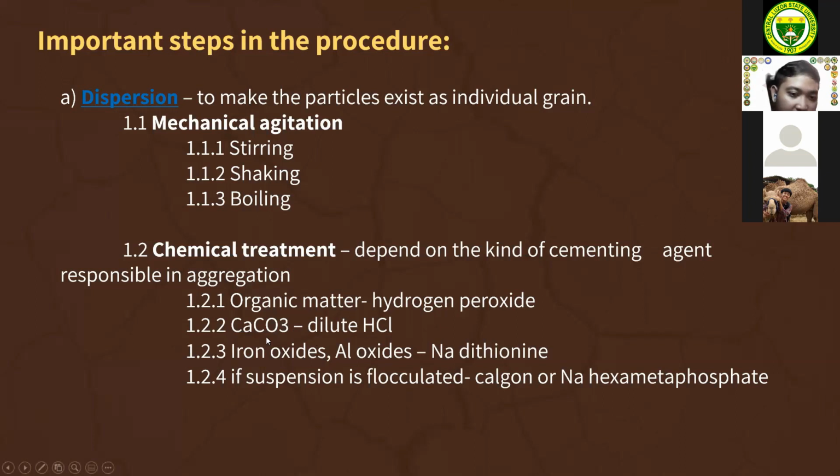Then kapag ang cementing agent naman natin is calcium carbonate, so we need to dilute it by using hydrochloric acid or HCl. Then, if it's cemented by iron oxides or aluminum oxides, so we need to use sodium dithionite. And then if suspension is flocculated or dikit-dikit, so yun nga yung common na ginagamit natin sa laboratory, which is the Calgon solution or yung sodium hexametaphosphate.